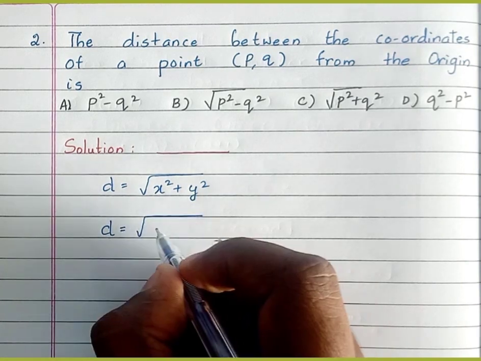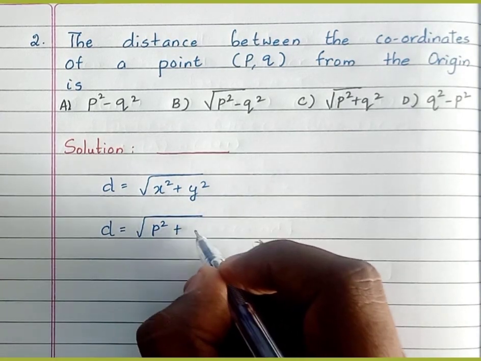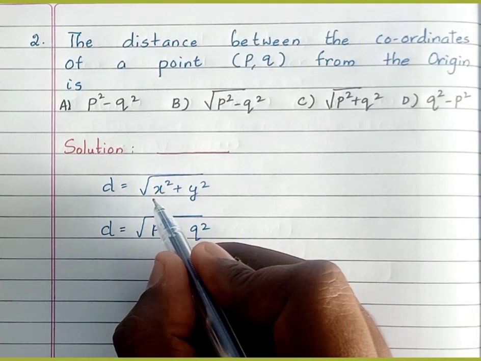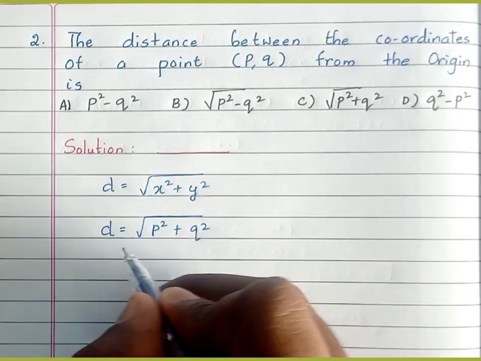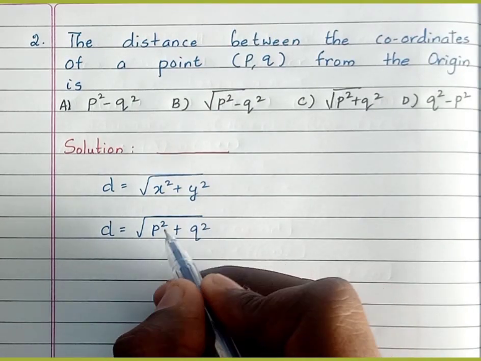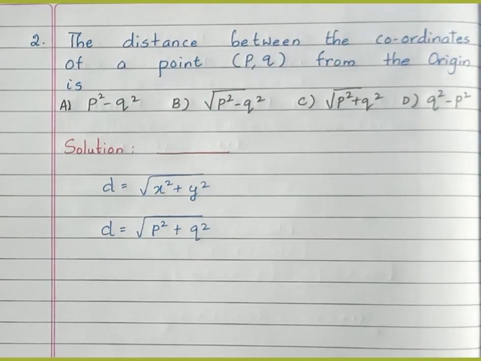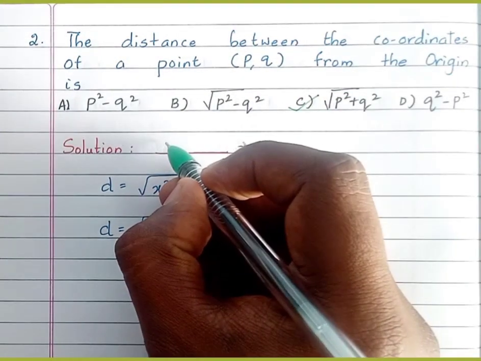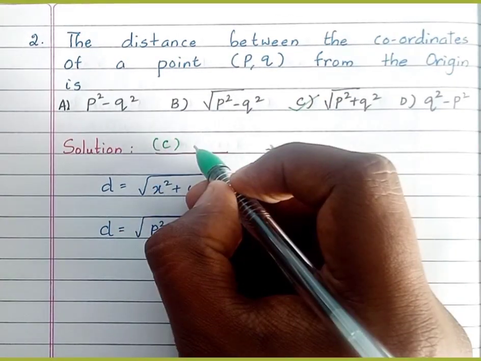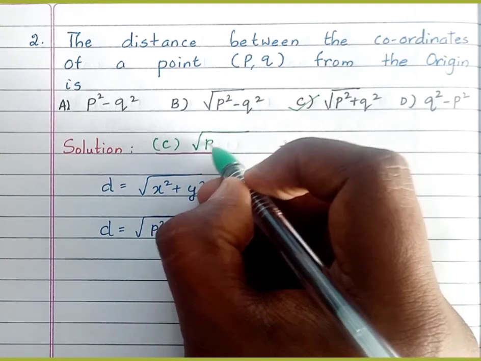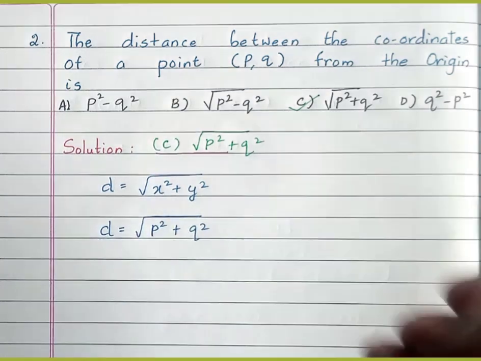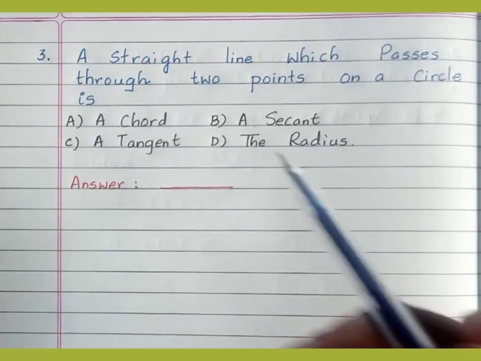Now, what is the x coordinate here? That is p square. Then what is the y coordinate? That is q square. Therefore, the distance between the point P, Q and the origin is d equals square root of p square plus q square. So, the answer is option C, root of p square plus q square. The correct answer is option C, root of p square plus q square.